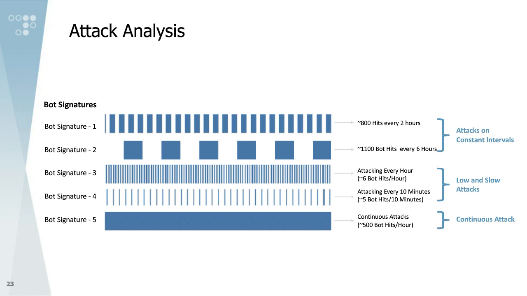The fifth bot, the one at the bottom, is a continuous attack on the login page throughout the day with an average of 500 hits every hour from distributed IPs and multiple user agents, again, to evade the detection system and get through.